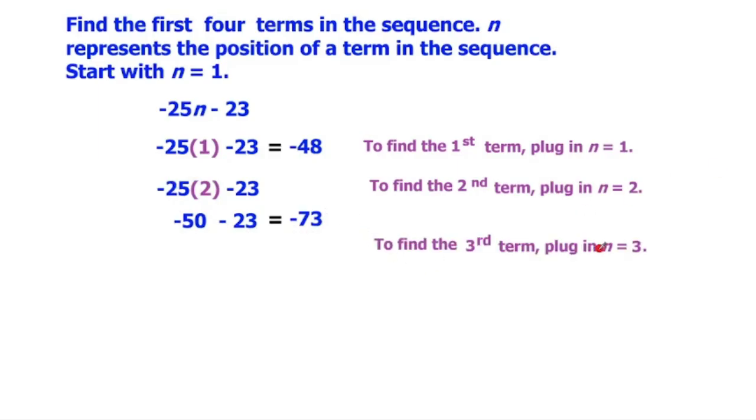Now to find the third term, plug in n equals 3. So we put 3 in here. So minus 25 times 3, minus 23. So minus 25 times 3 is minus 75, and then minus 23 equals minus 98.